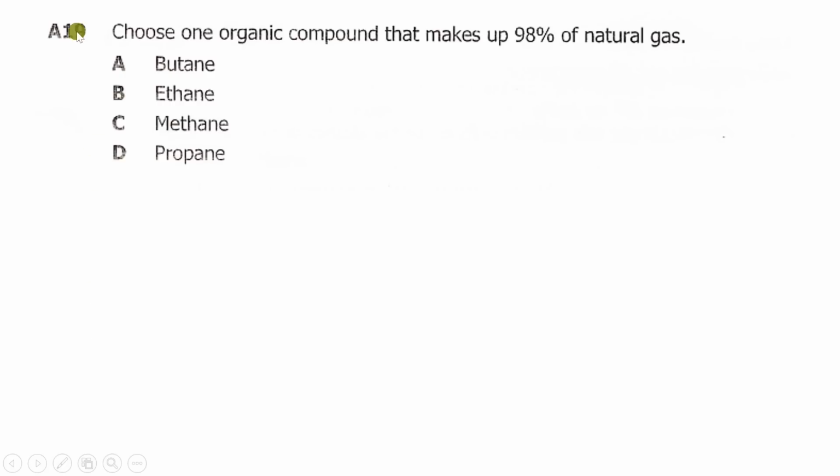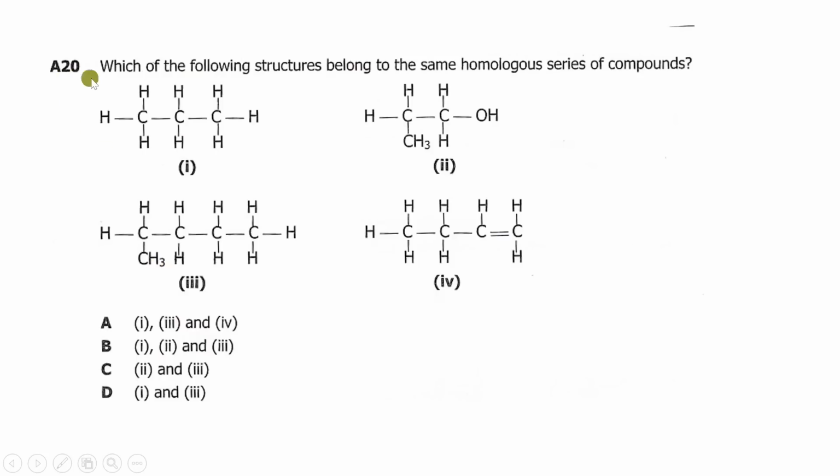Then we come to 19. Choose one organic compound that makes up 98% of natural gas. Natural gas is mainly made of methane. Okay. When we come to 20, which of the following structures belong to the same homologous series of compounds?